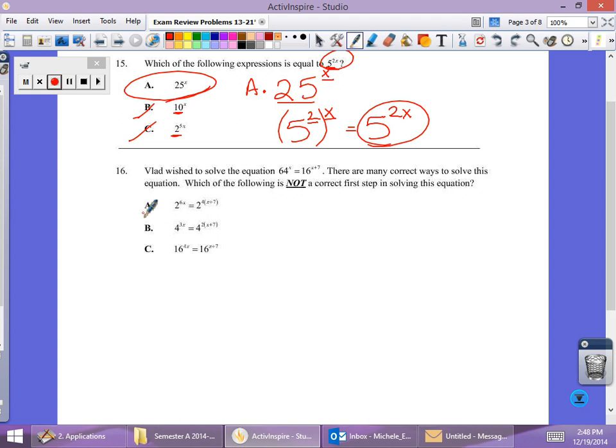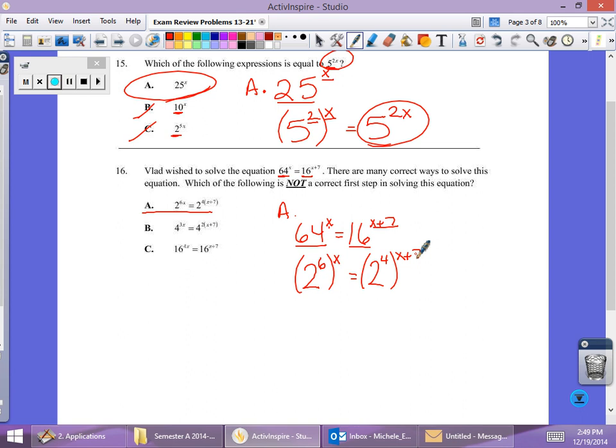So let's check choice A. In choice A, we are rewriting things as bases of 2. So let's try to rewrite 64 and 16 in bases of 2 and see what happens. 64 to the x equals 16 to the x plus 7. If we write 64 as a base of 2, we get 2 to the 6th power, and that still has an exponent of x. 16 written as a base of 2 is 2 to the 4th power, and again, we still have the exponent of x plus 7.